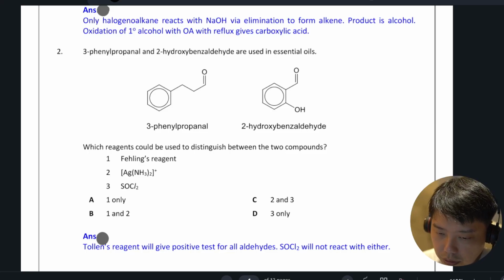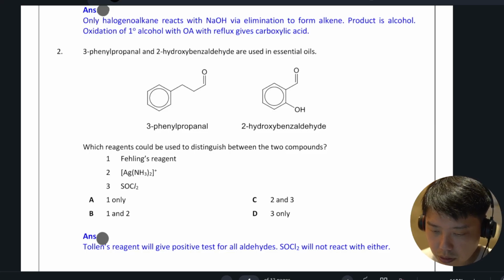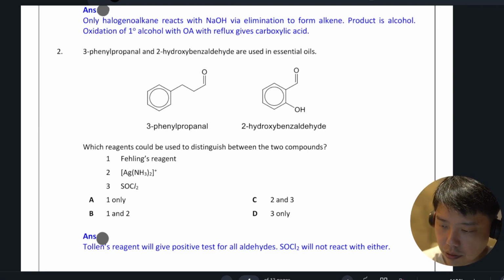Let's continue to look at question 2. So you have these two compounds, 3-phenyl propanal and 2-hydroxybenzaldehyde. Which reagent can be used to distinguish between the two compounds? The first thing you need to recognize is what are the functional groups present here. You will just write them down.